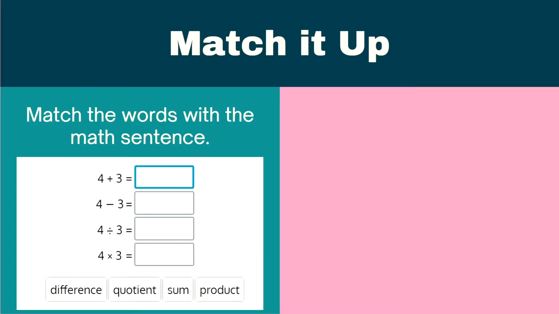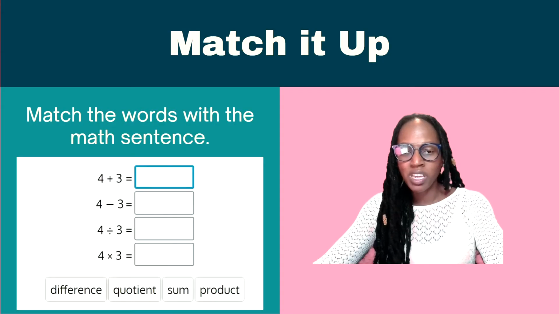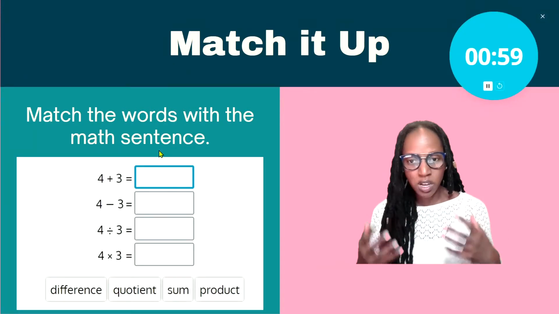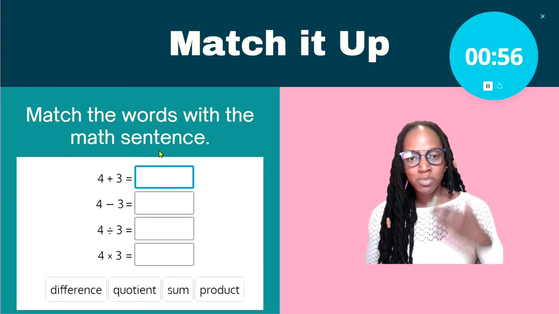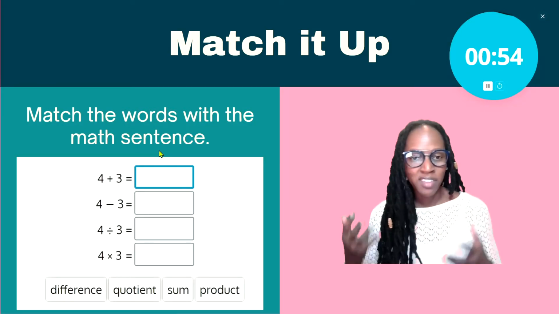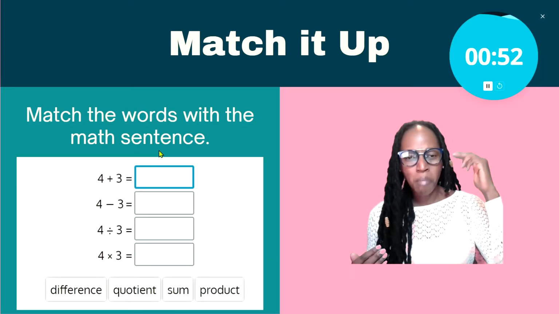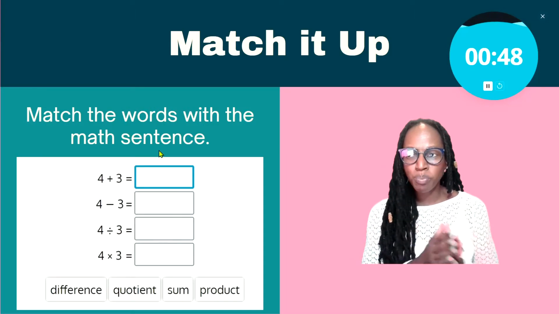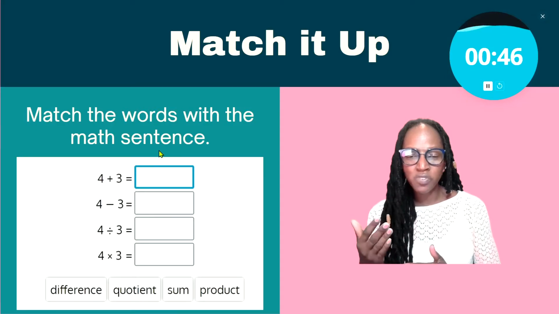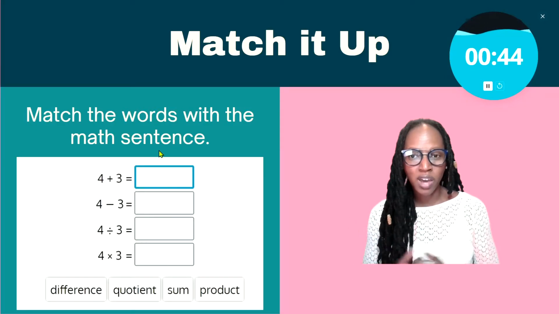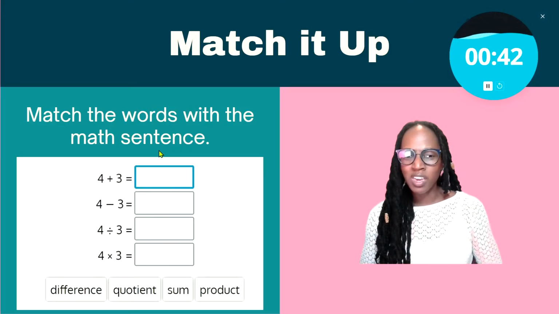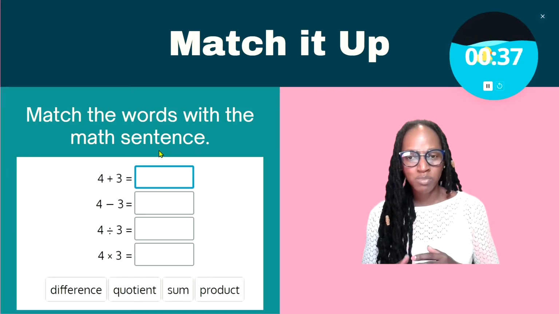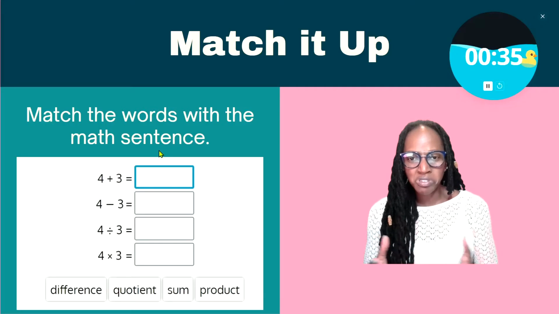All right, so we have our terms up here. I'm going to give you just 30 seconds to look at these math sentences and see if you can match up in your mind or on a piece of paper what 4 plus 3 would be: the difference, the quotient, the sum, or the product? You're going to do the same thing with 4 minus 3, 4 divided by 3, and 4 times 3. You have a few more seconds to think that through.